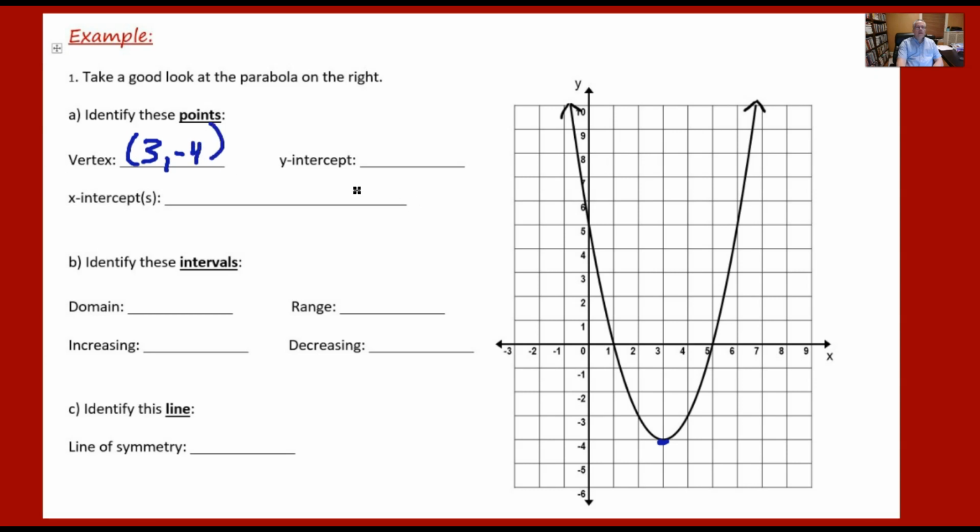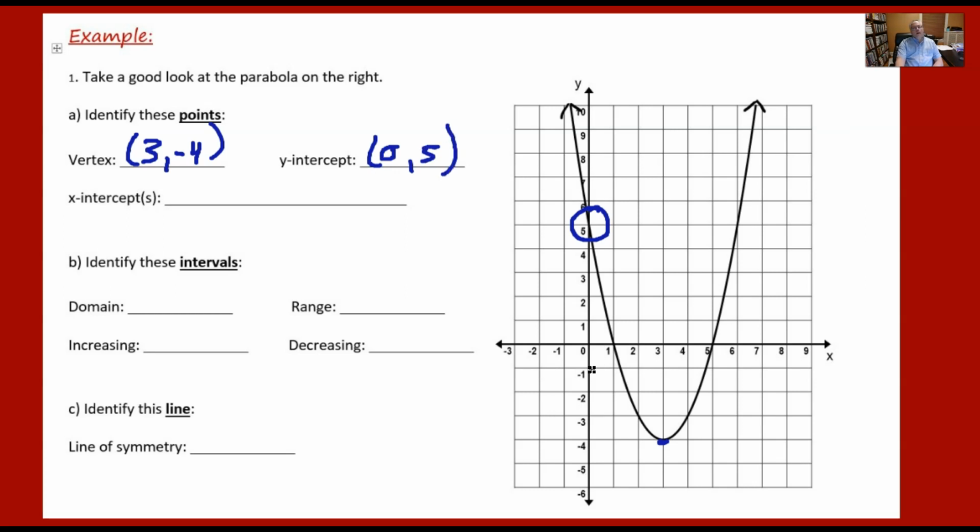That's the vertex. Y-intercept. The y-intercept is where a graph crosses the y-axis. And what they want are the coordinates of that point. So any point on the y-axis has x value equal to 0. Then we just got to put the y value of that point, which would be 5.